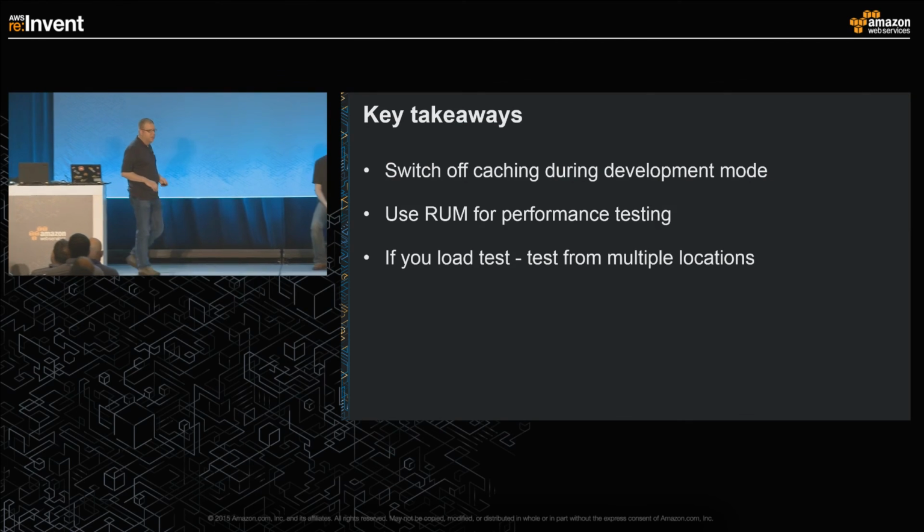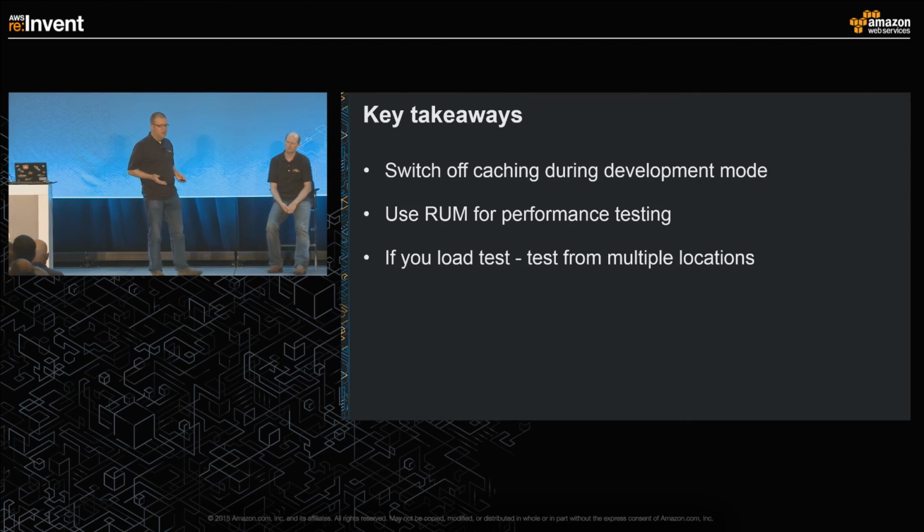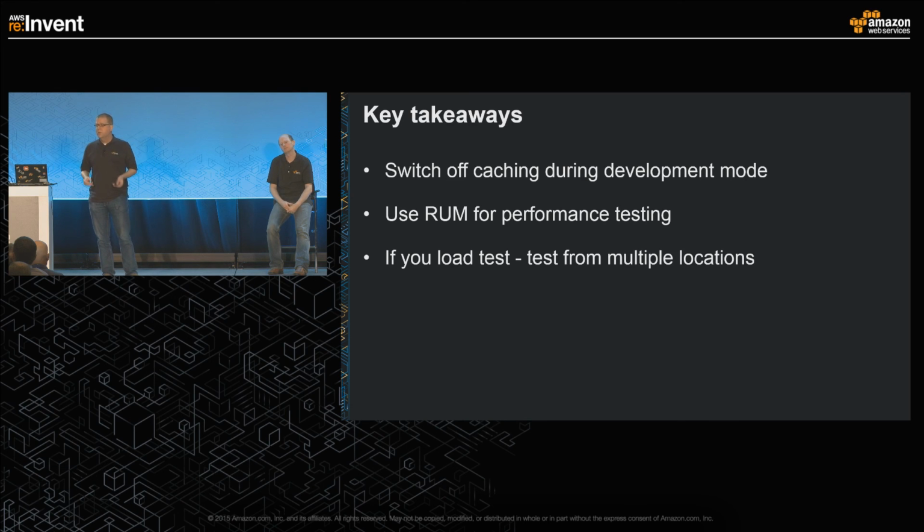So key takeaways: switch off caching in development mode. That's going to make your testing much more productive and allow you to iterate more quickly. Second, use real user metrics for performance tests. That's going to get you an end user view of what performance and availability really look like. And finally, if you do a load test, do it from multiple locations. Do independent DNS lookups so you get a wide set of IP addresses. You don't just test a single set of servers in a single edge location. You really test CloudFront as a network.